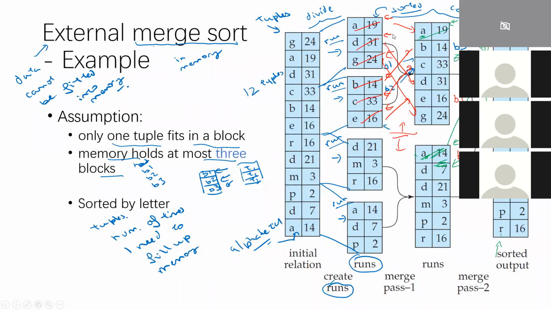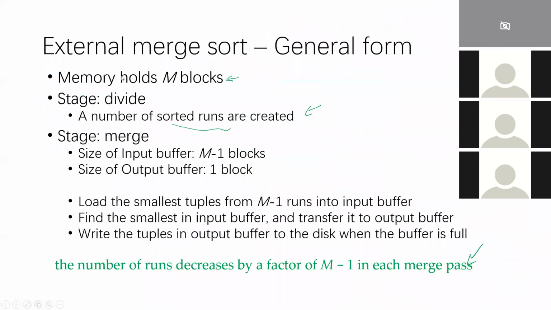Yeah, then we talked about what external merge sort is. We went through an example of how external merge sort works. And now we have the general form of how external merge sort works.